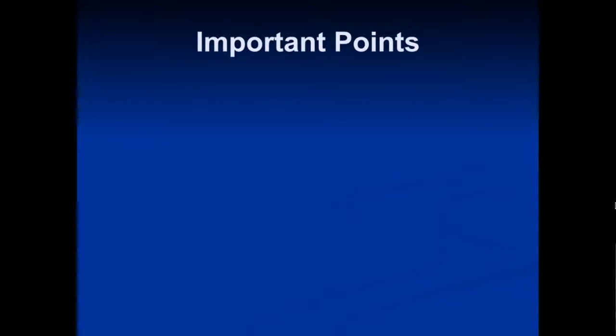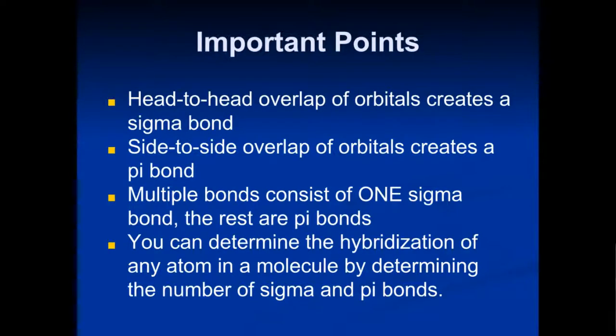Okay, so some important points to think about. Head-to-head overlap is a sigma bond. Side-to-side overlap is a pi bond. If you have a multiple bond between any two atoms, you've got one sigma bond in there, and then the rest are pi bonds. So a triple bond, one sigma bond, and two pi bonds. You can figure out an atom's hybridization just by looking at how many sigma and pi bonds there are. 4 sigma bonds, no pi bonds, that's sp3. 3 sigma bonds and a pi bond, that's sp2. 2 sigma bonds and 2 pi bonds, or 1 sigma bond and 2 pi bonds, sp.